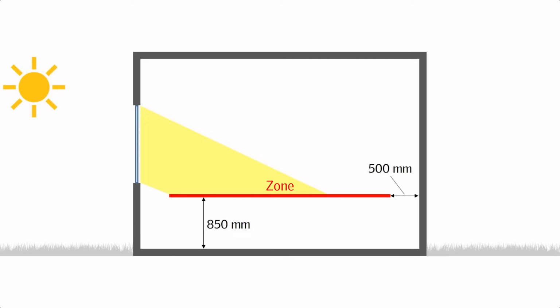A zone is in this case a virtual work plane on which the daylight is analysed, following the European norm on daylight. The work plane is required to be at a height of 850 mm above the relevant floor area and 500 mm from the nearest walls.